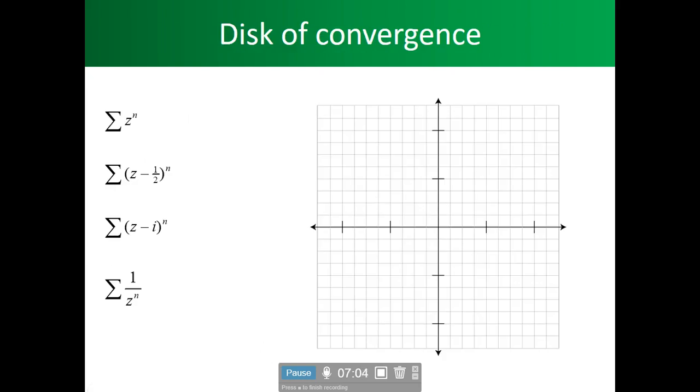Okay, now we're going to look at the disk of convergence. Now we're looking at disk in reference to area of circles and circumferences and those type of things. So the first one we want to look at is z to the n. That has an origin. Its center is at 0, 0, the origin of where all the numbers that will affect this particular function are.